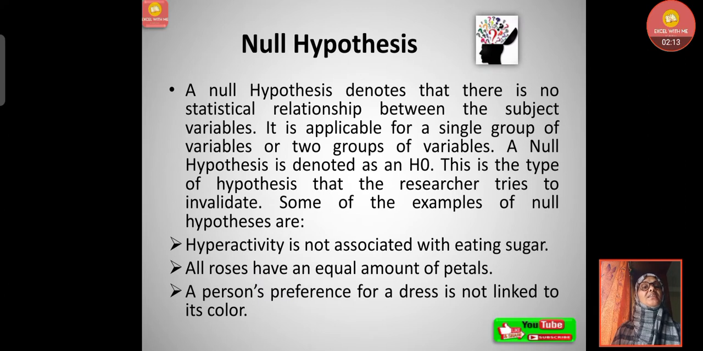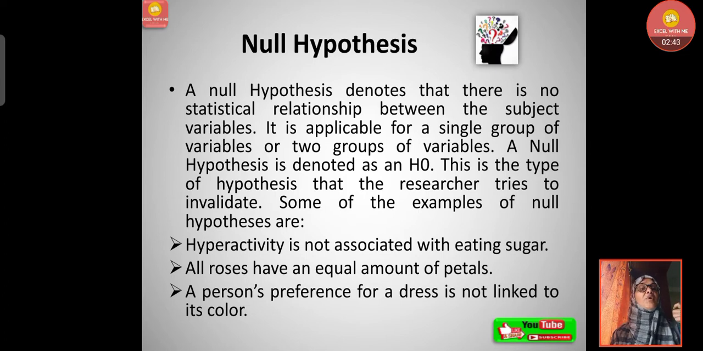Now let's understand the first type of hypothesis, that is the null hypothesis. A null hypothesis denotes that there is no statistical relationship between the subject variables. It is applicable for a single group of variables or two groups of variables. A null hypothesis is denoted as H0. This is the type of hypothesis that the researcher tries to invalidate.